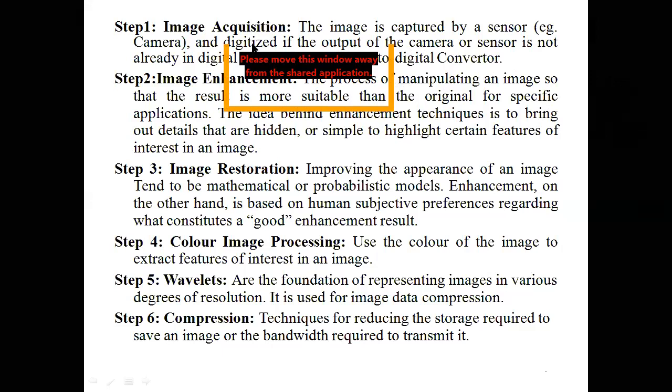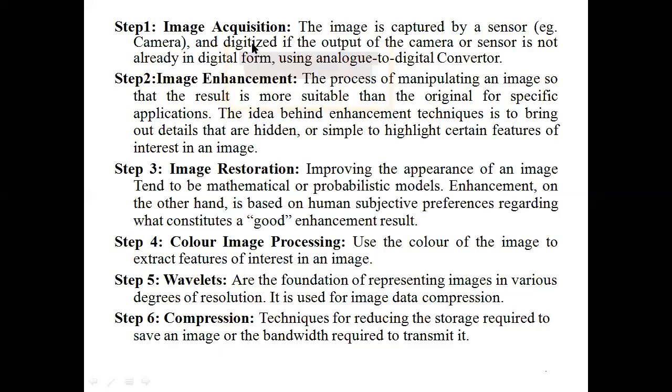See here, the first step is image acquisition. Image acquisition means the image is captured by a sensor, for example a camera. The output of the camera or sensor is not always in digital form. If the captured image is not in digital form, then we use an analog to digital converter and get the digital image in this image acquisition step.